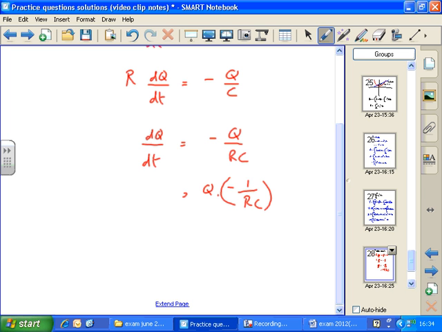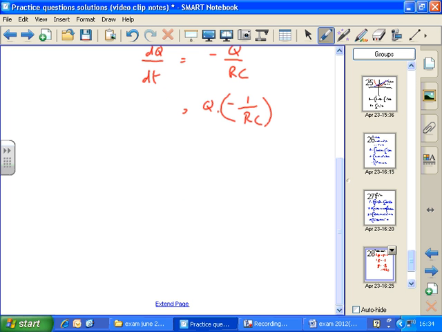Because now what I want to do is bring the q over to the left-hand side with the dq and bring the t up to the right-hand side. In other words, separate the variables. So therefore, 1 over q dq equals minus 1 over RC dt, separating out the variables.